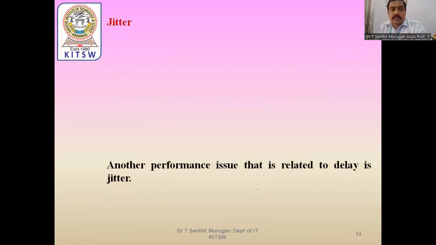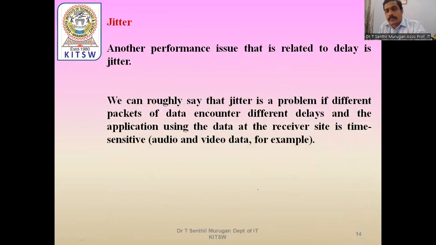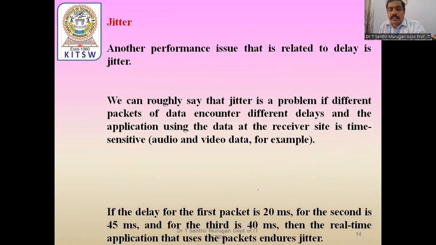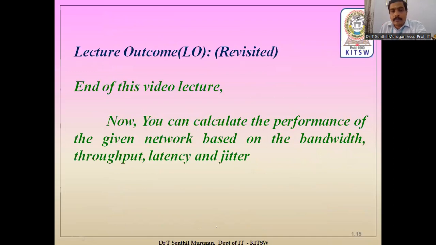The last one is jitter. What is jitter? We have already discussed that. It is the deviation in the delay. The first packet may take 20 milliseconds, the second packet maybe 45 milliseconds, and the third packet maybe reaches in 40 milliseconds. The variation in the delay is called jitter.